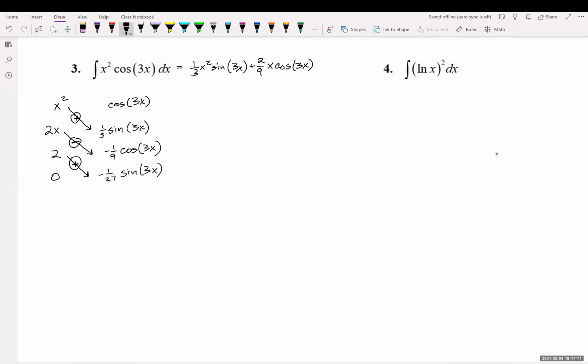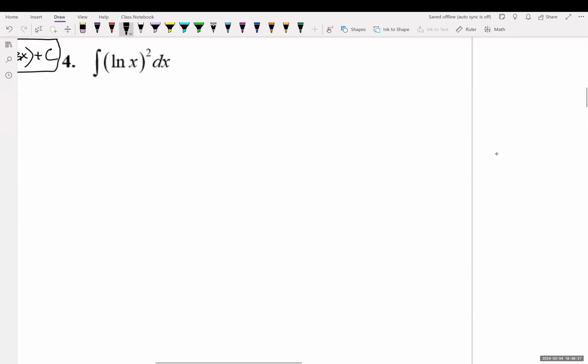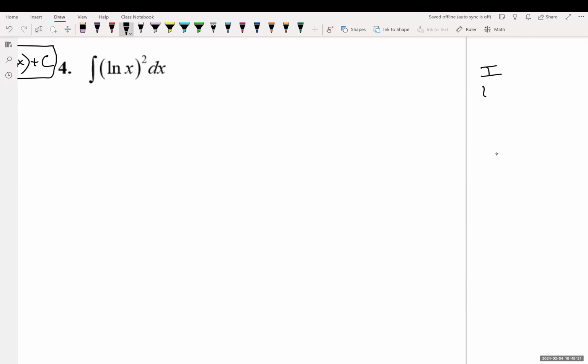And then the last multiplication, we're going to have the positive product 2 times the negative 1/27. That'll give us negative 2/27 sine of 3x plus c. It's a little sloppy there, but it's all there. Okay, let's go on to number 4. So for number 4, we think again back to I-late.